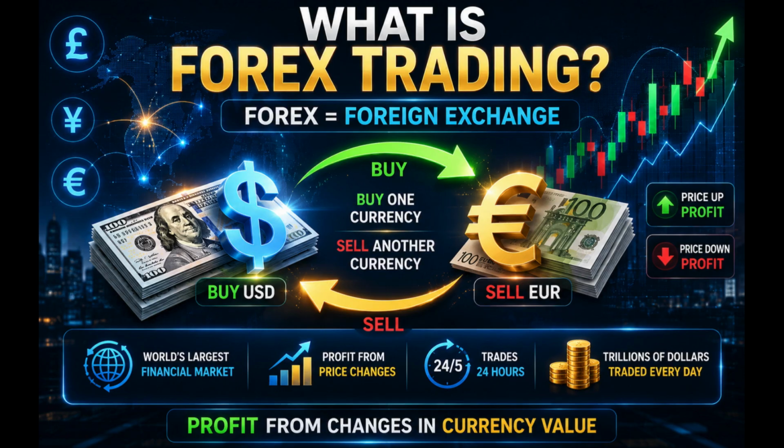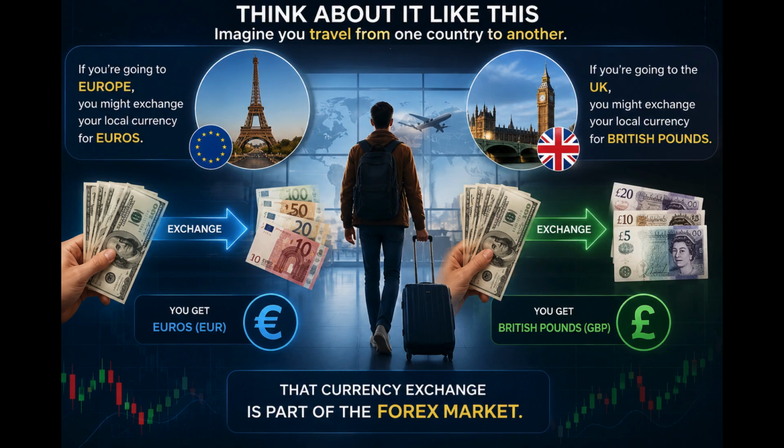Forex stands for foreign exchange. In simple words, Forex trading is the process of buying one currency and selling another in order to make a profit from changes in their value. Think about it like this. Imagine you travel from one country to another. If you're going to Europe, you might exchange your local currency for euros. If you're going to the UK, you might exchange it for British pounds.